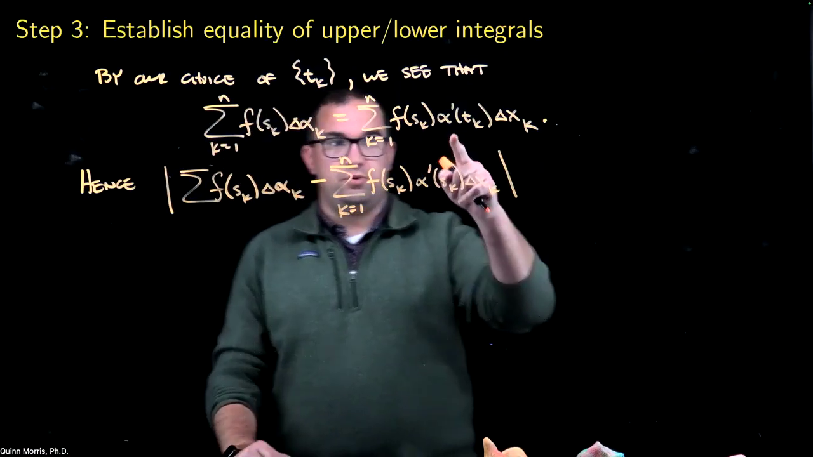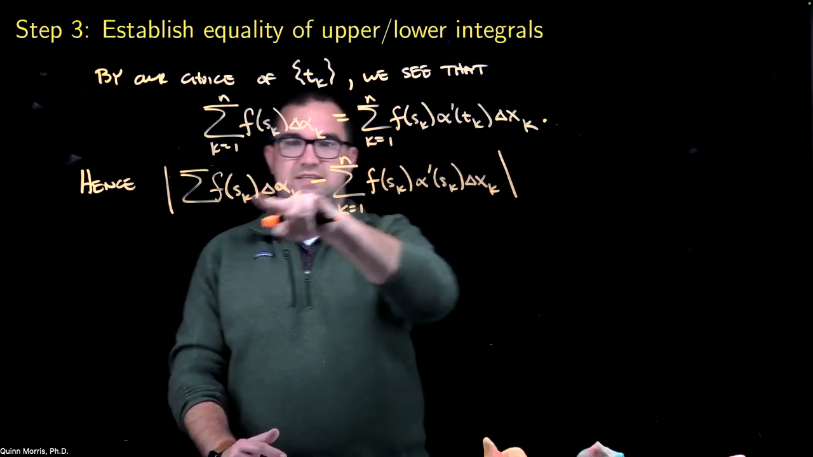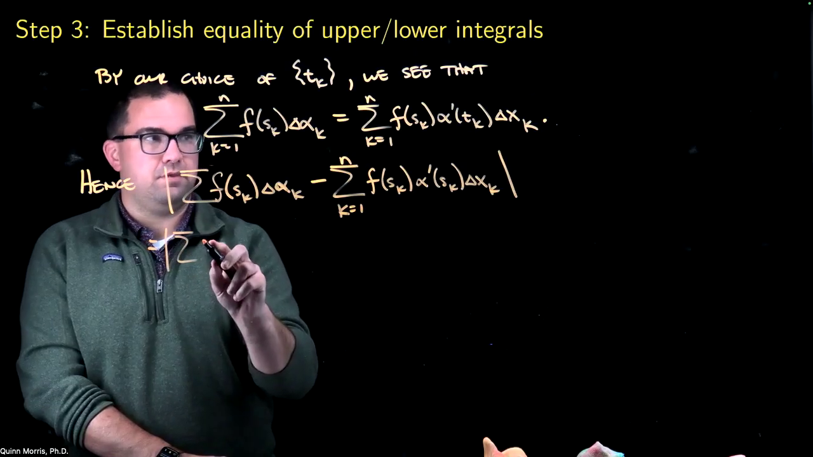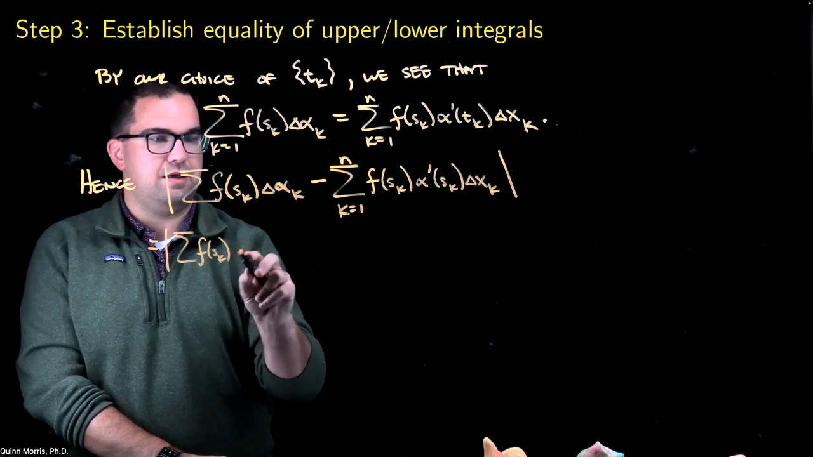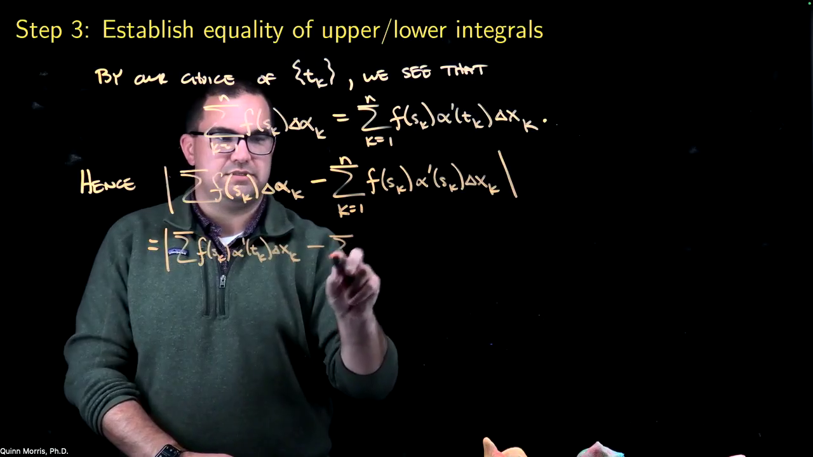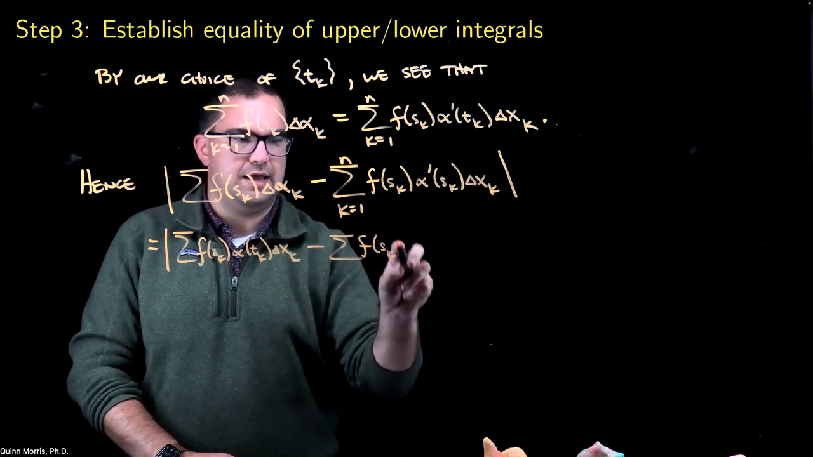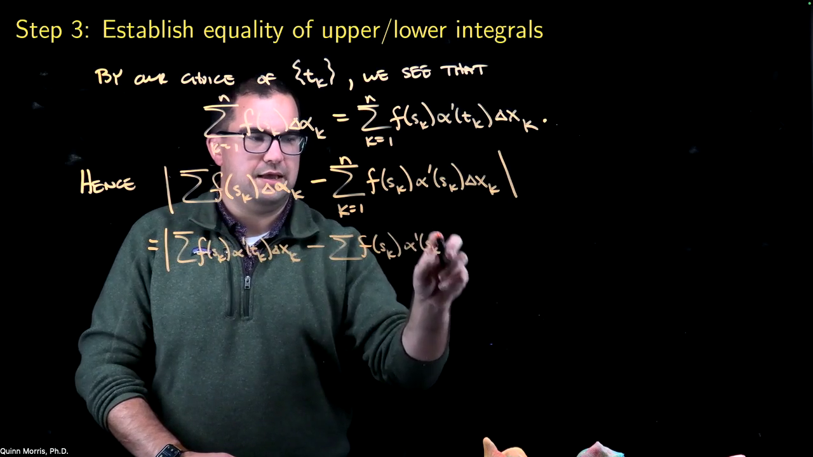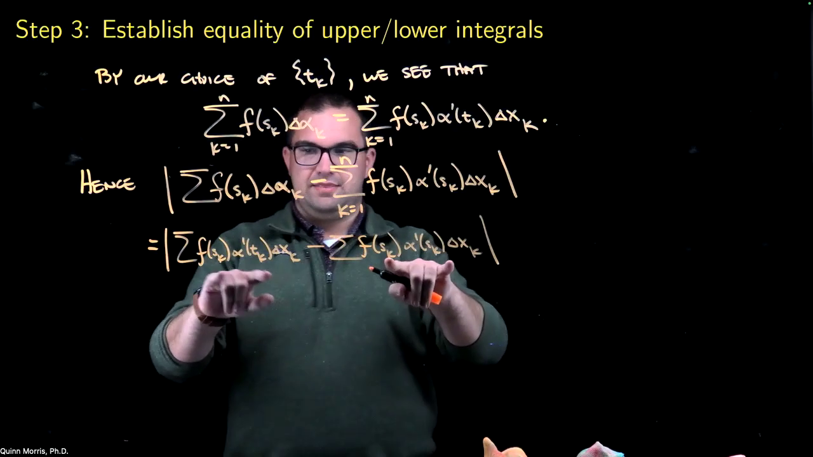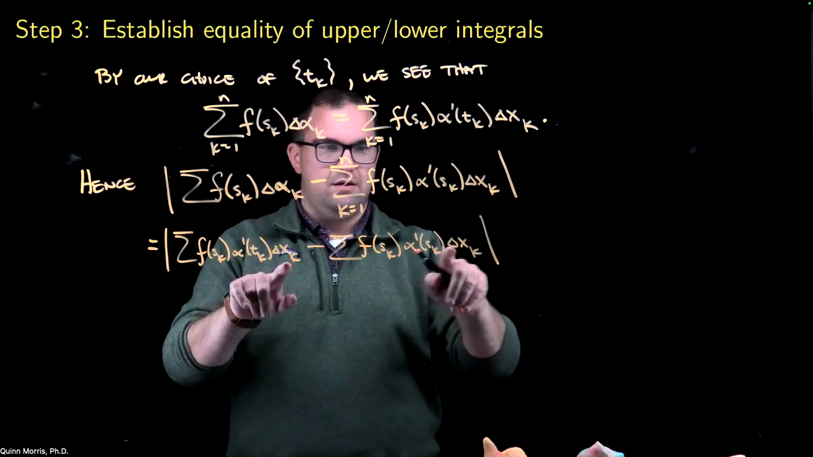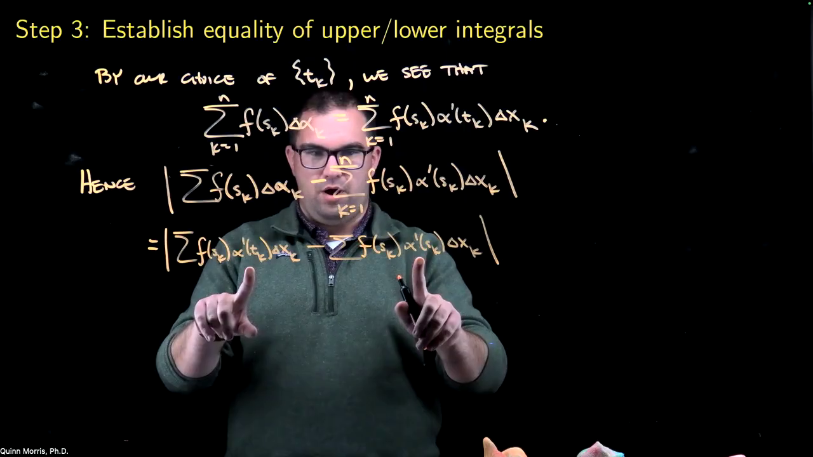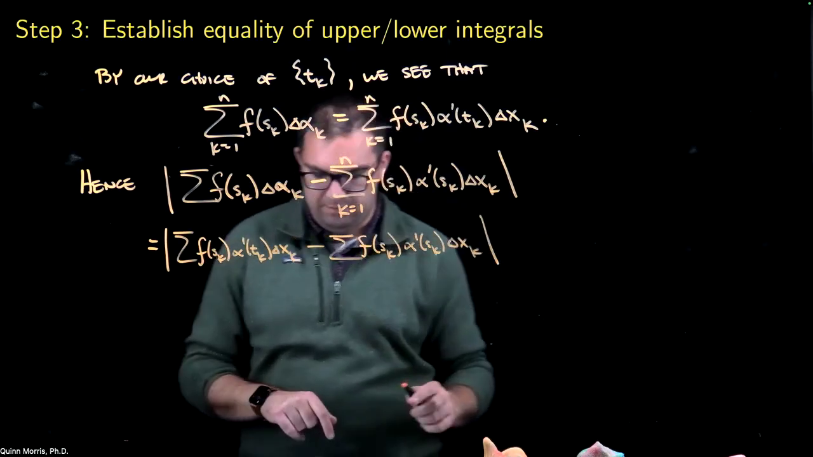So if I use my previous step here, I'm just going to substitute this in here. Then this will be equal to the sum of f of sk alpha prime of tk delta xk minus the sum of f of sk alpha prime of sk delta xk. And now I see I can combine these sums. Both have an f of sk, both have a delta xk. The only place there's really a difference is this alpha prime. This is alpha prime of tk, this is alpha prime of sk.